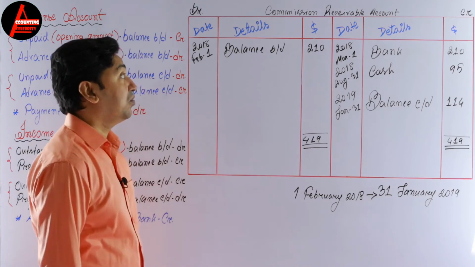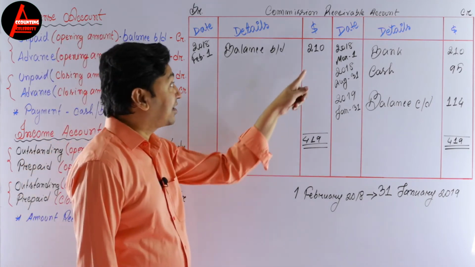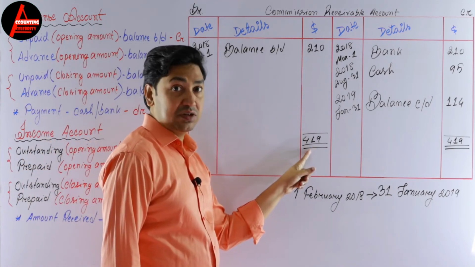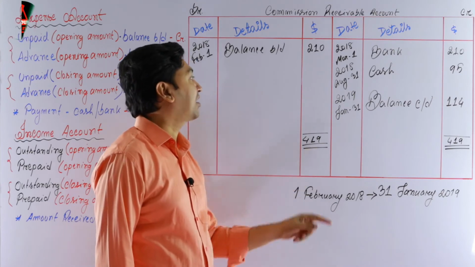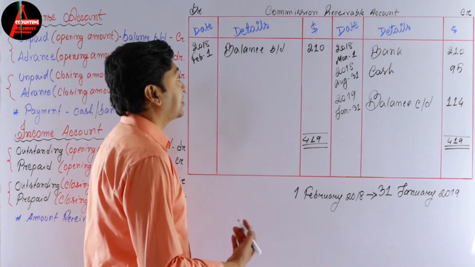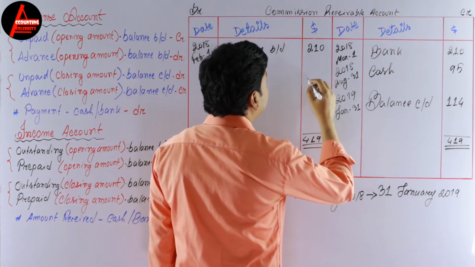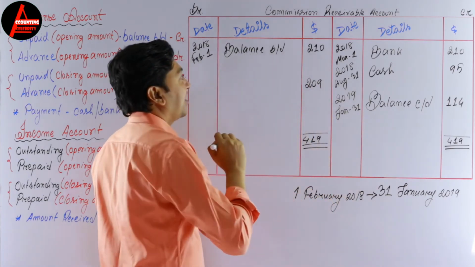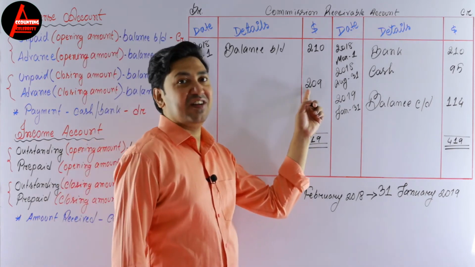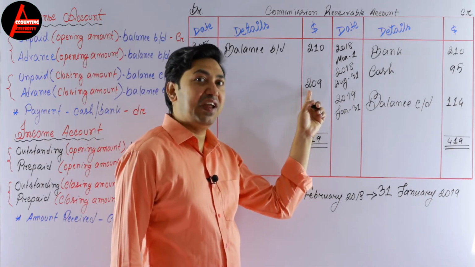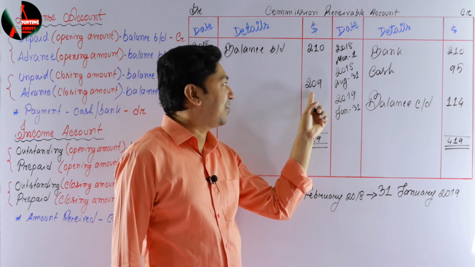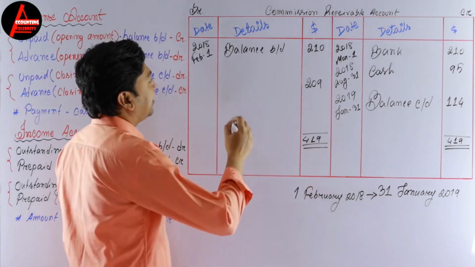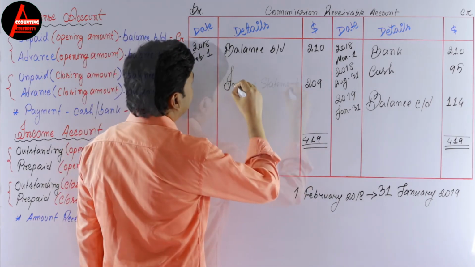Okay, now what to do? We have to subtract this amount from this total 419. Okay, so if we subtract, what is your answer? Well, if we say it is $209, you are correct. Okay, so what does this amount call? This is the amount will be taken to the income statement. Okay, so we will write here income statement.